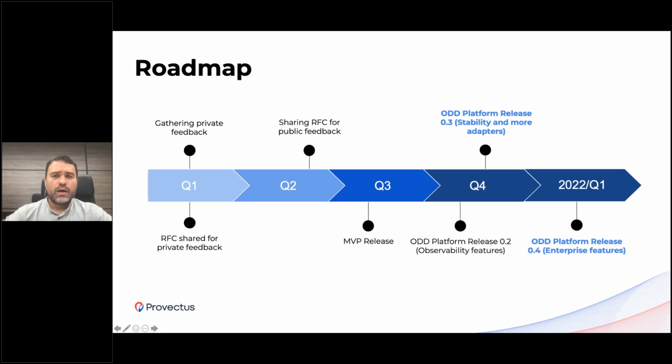Here you can see our roadmap. So we started early this year by creating a request for comments and our architecture. Our first MVP release was in Q3, and we just released the second version of our platform, mostly focused on observability features. The next big release would be also in this year and will include stability and more adapters. At the beginning of the next year, we're planning the next release, mostly focused on enterprise features, such as SAML authentication, role-based access control, and so on.